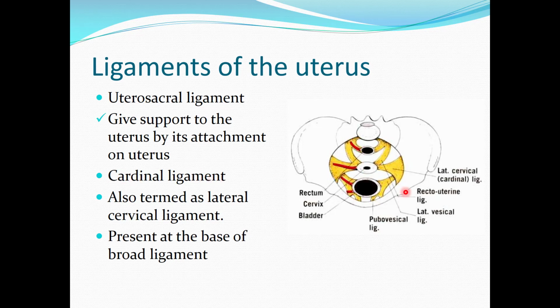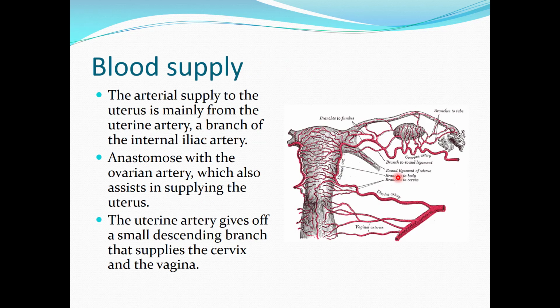Then there are cardinal ligaments. See here in this diagram, this is the cardinal ligament. Cardinal ligament is also called the lateral cervical ligament because it is attaching the lateral part of the cervix to the lateral pelvic wall. So this is present at the base of the broad ligament, and this is called the cardinal ligament. Cardinal means very important, so it is a very important ligament, and this is the lateral cervical ligament from its position. So we have discussed 4 ligaments. One was the broad ligament, then the round ligament of the uterus, then the uterosacral ligament, and the last ligament, which was the cardinal ligament or the lateral cervical ligament.